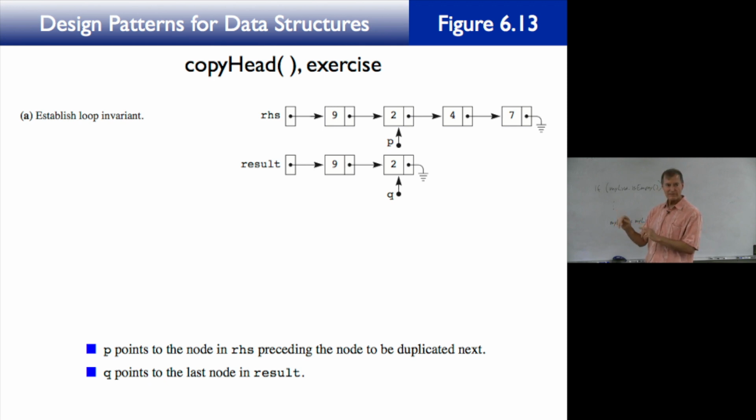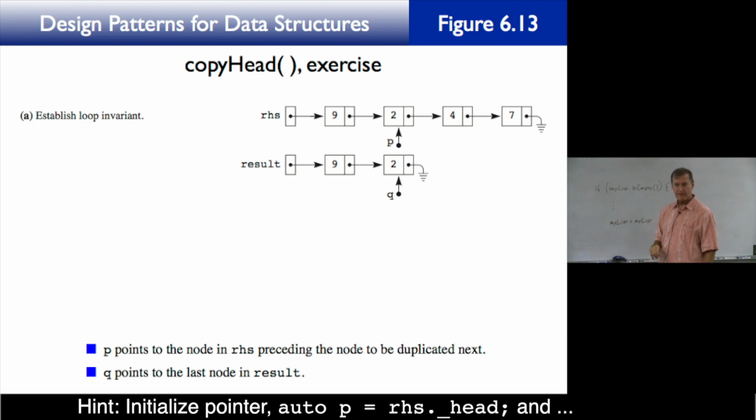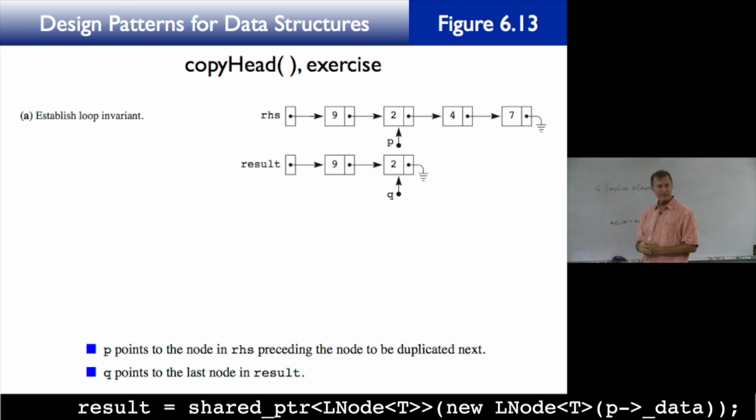Right, but how does P know which is supposed to be duplicated next? Well, you start at the front. You start at the beginning. Are you with me? You start at the beginning and then work. Yeah. So is the loop invariant that P points to the node in the right-hand side, preceding the node to be duplicated, and Q points to the last node in result? Okay. I have a question.